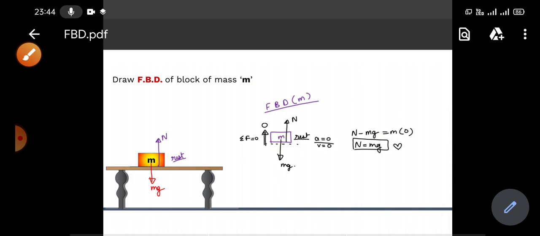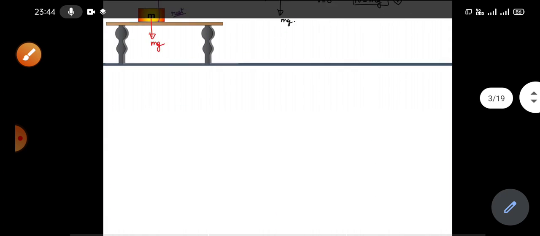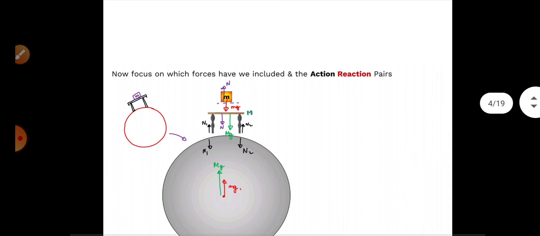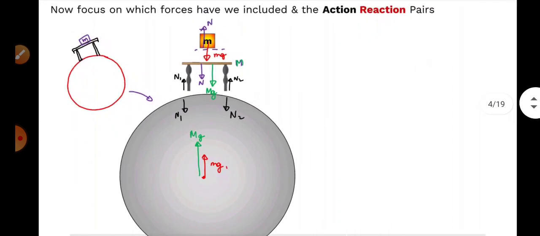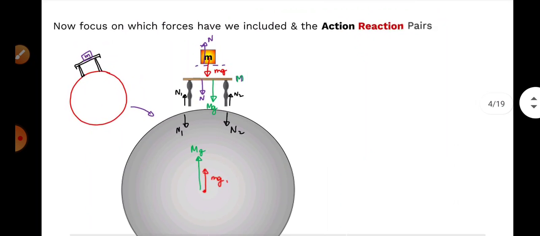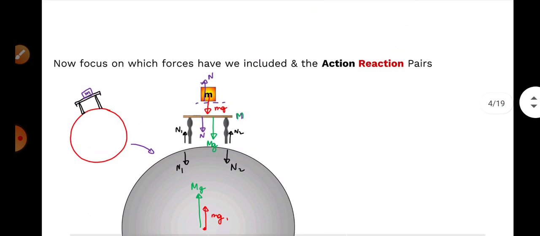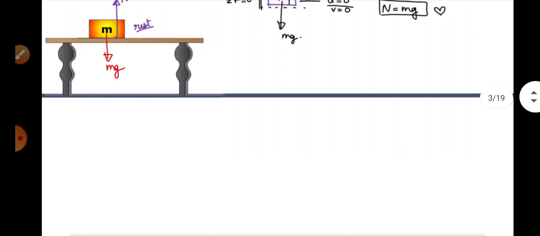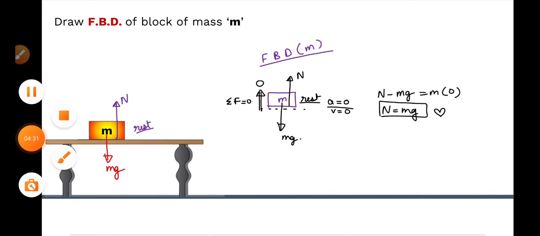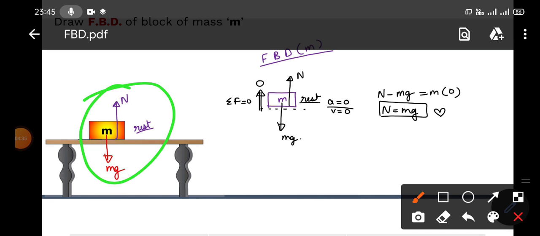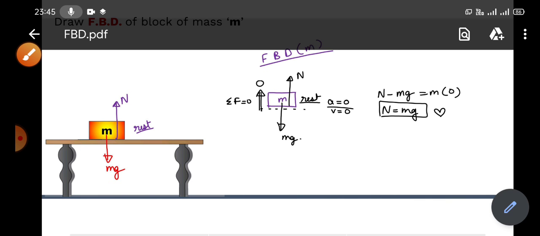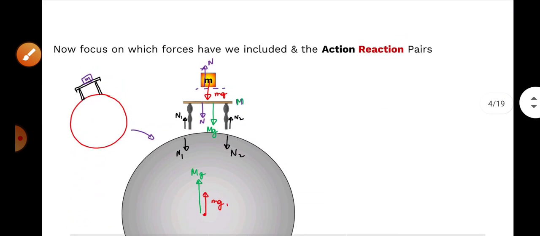Let us take another example. Here we'll calculate how many forces are acting on the block, on the table, and on the earth also. Now remember one thing: this N and mg are not actually action reaction pairs. These two forces are equal and opposite, that is correct, but they are not action reaction pairs. I'll tell you in this picture.